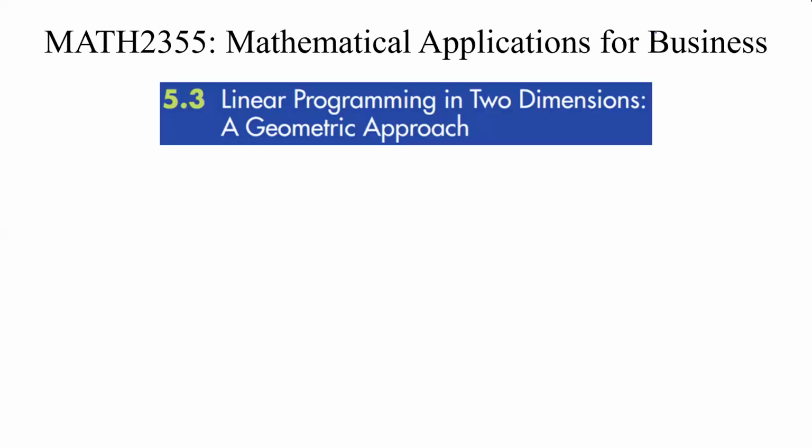All right, here we're on 5.3 on linear programming in two dimensions, a geometric approach. So we're going to work some exercises from the book. First one says we're supposed to maximize P equals 30x plus 12y subject to 3x plus y less than or equal to 18 and x and y both greater than or equal to 0.